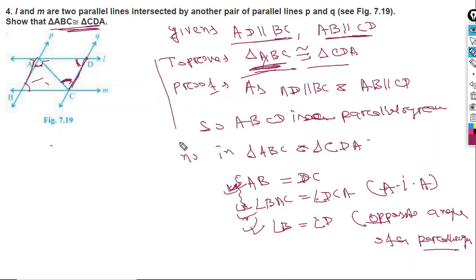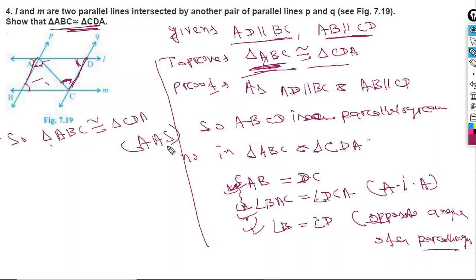Therefore you can write: triangle ABC is congruent to triangle CDA, reason: angle side. Okay, so this is what we had to prove. Triangle ABC is congruent to triangle CDA. The criterion is angle side. There are some other ways to prove this as well, so this is not the only way that I have told you.